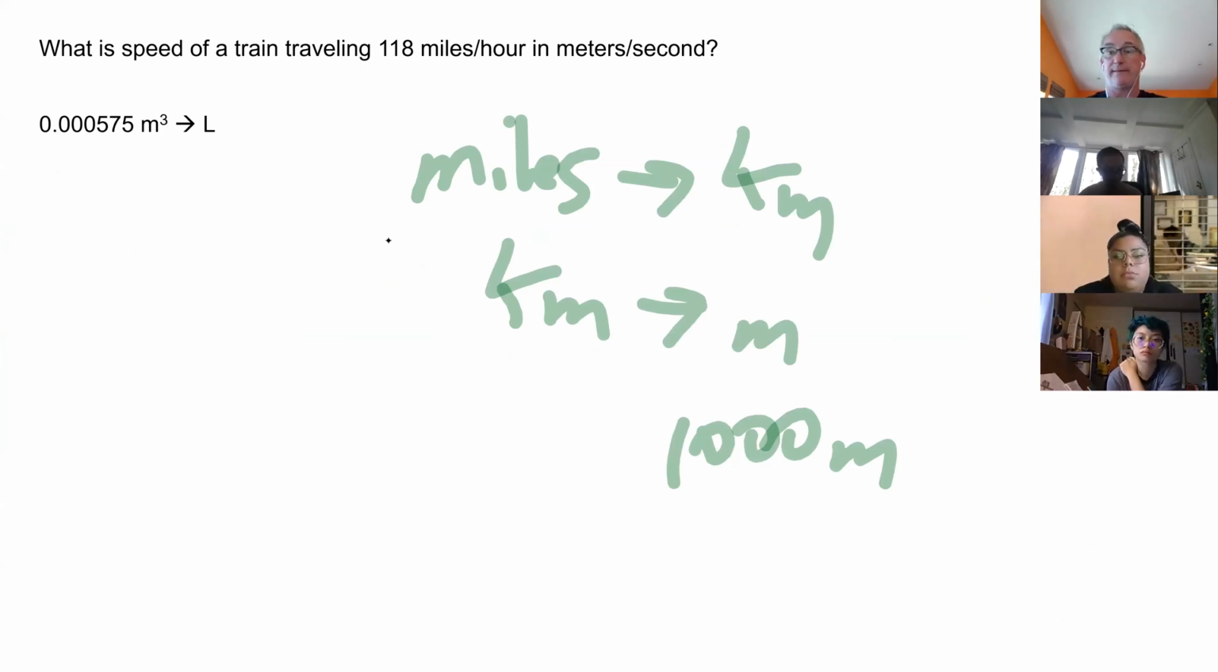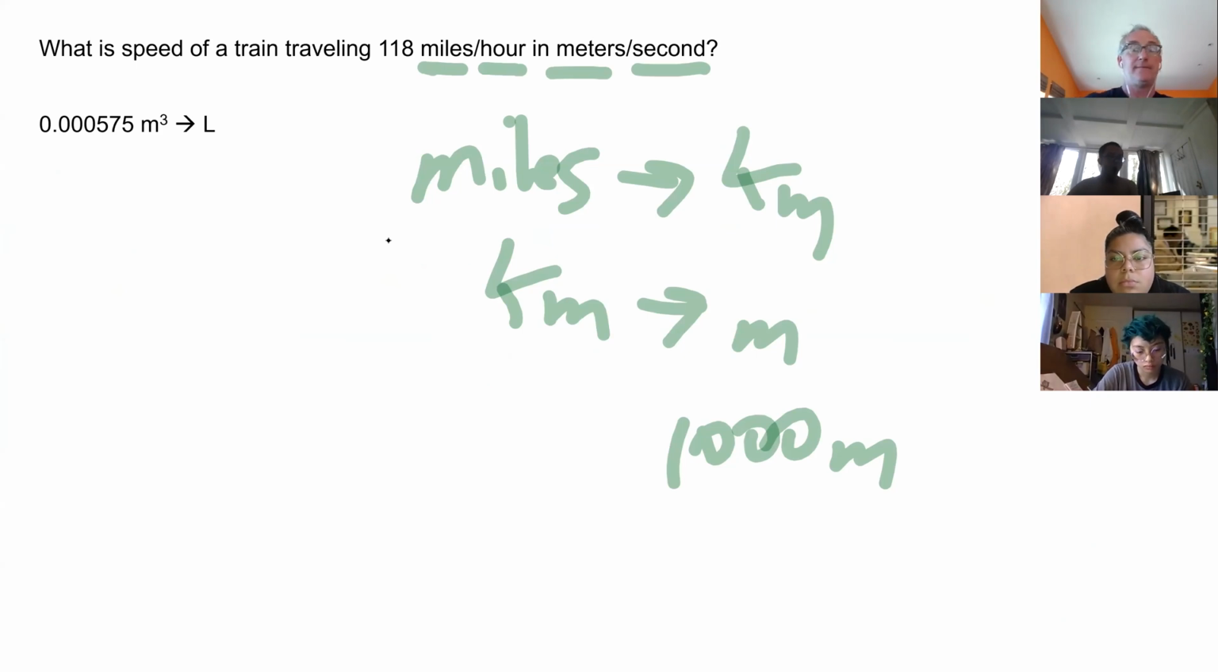So you can do it that way. But in this instance, you're going to be converting two things. You're going to be converting both miles to meters and hours to seconds. And so that's when setting up your dimensions so that everything cancels out is super important. There's no way you can just divide or multiply something. You've got to set up everything correctly.